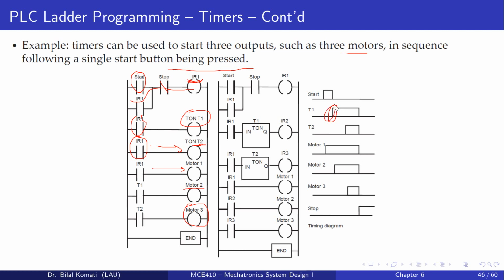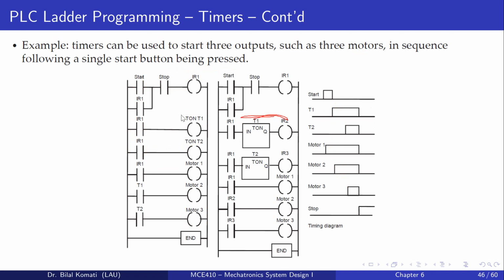So motor 2 will be turned on after some delay due to the time. When the output of timer 1 is on, it will turn on motor 2, and when timer 2 is on, it will turn on motor 3, and then we will stop. Once we press on the stop, we can stop our program. Everything will be returned to 0. So this is an example.